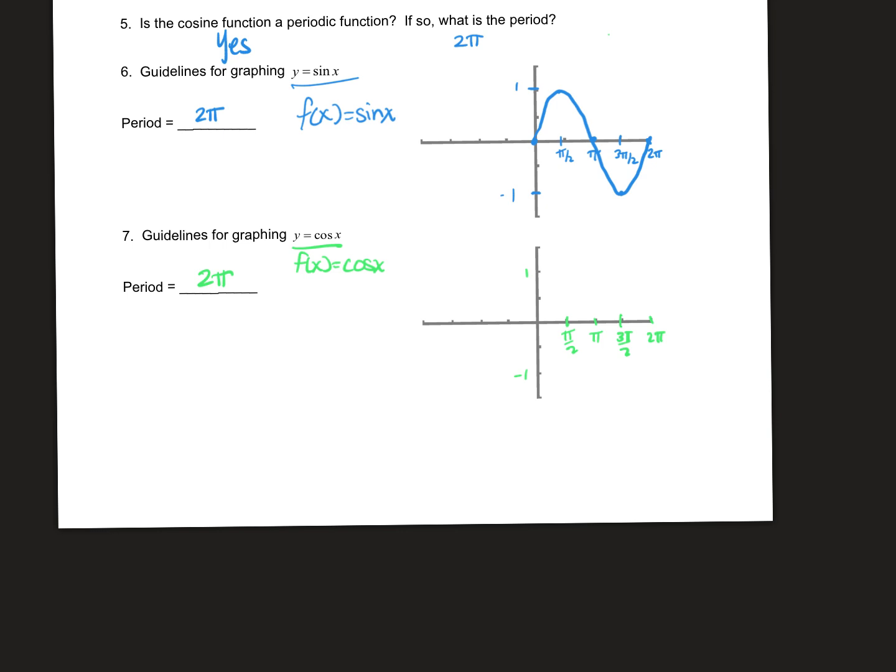This one's a little different. We start up here at 1. Choose a different color. So we start up here at 1. Come down to pi over 2. Come down to this negative 1. Go up to 3 pi over 2, and go up through. So we come down, and we're going to draw a nice graph.